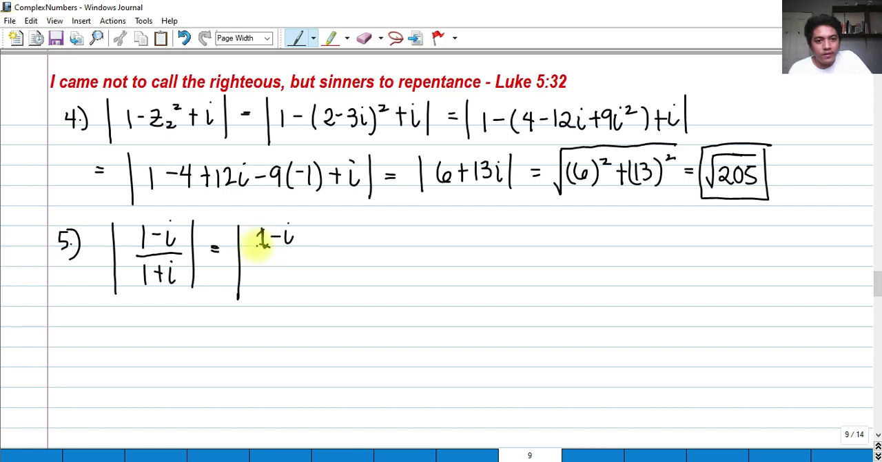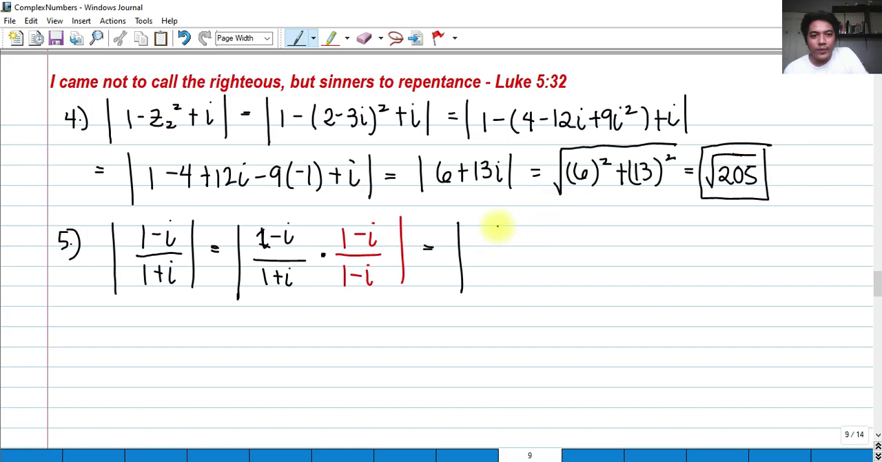This is 1. Then when we have 1 plus I multiplied by its conjugate, so that would be 1 minus I, conjugate of the denominator. So we have 1 minus I over 1 minus I. So we're going to perform the multiplication, numerator by numerator. Again, we can solve this really quick.